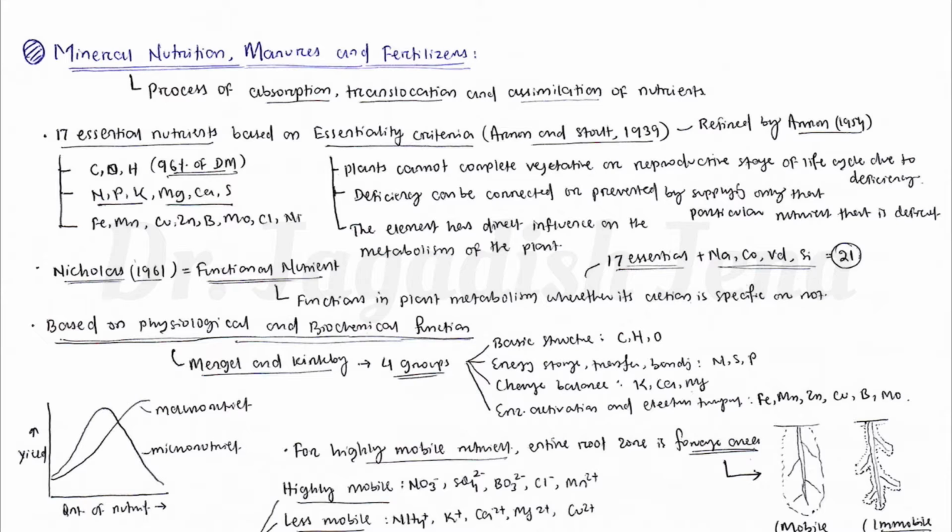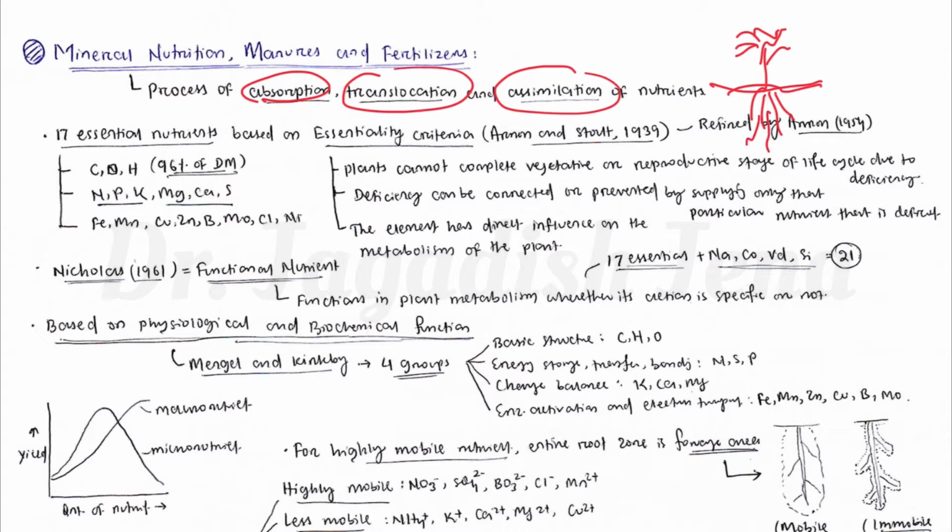Now, coming to mineral nutrition, the process of mineral nutrition is nothing but the process of absorption, translocation, and assimilation of nutrients. That means when we are talking about a plant, suppose these are the root system and this is the canopy. This is the soil, and the root is always in the layer below the ground, except for some plant roots like crop roots, brace roots and so on.